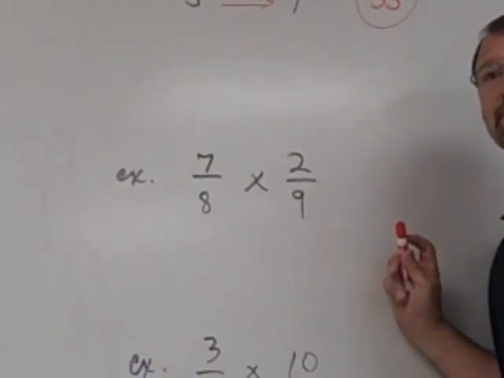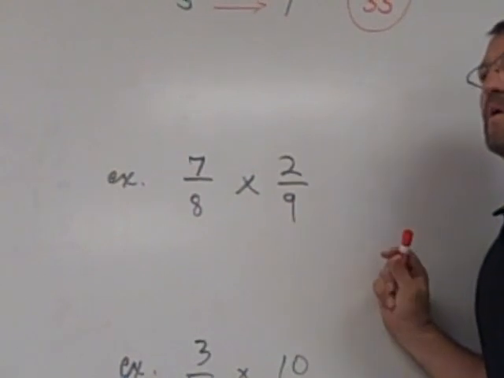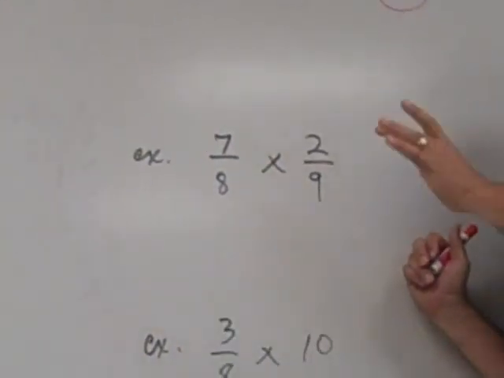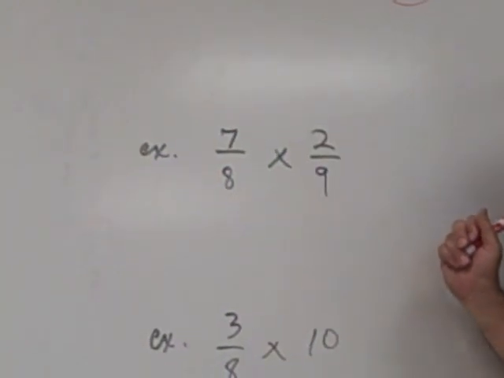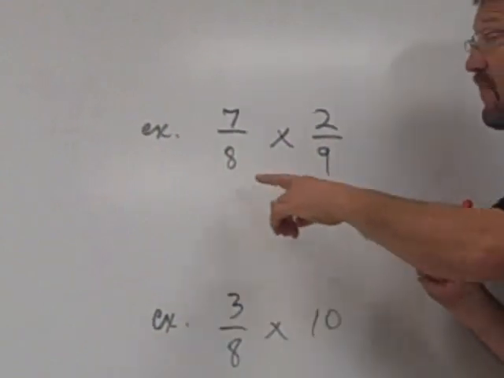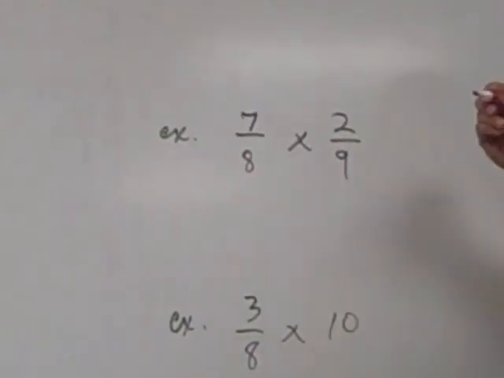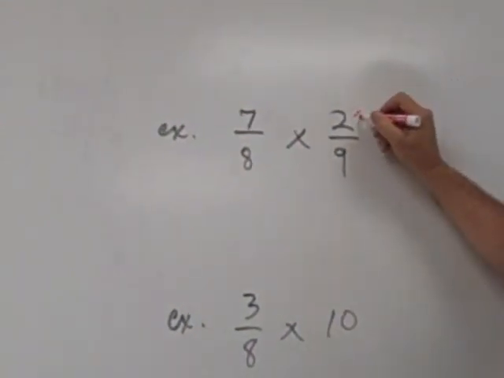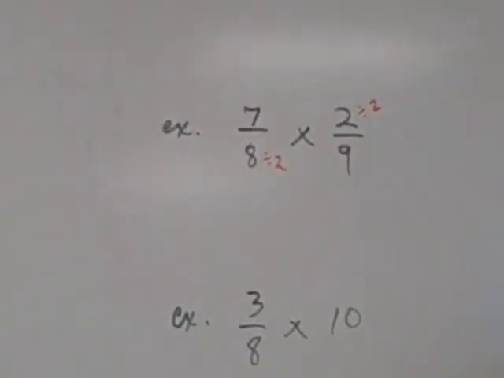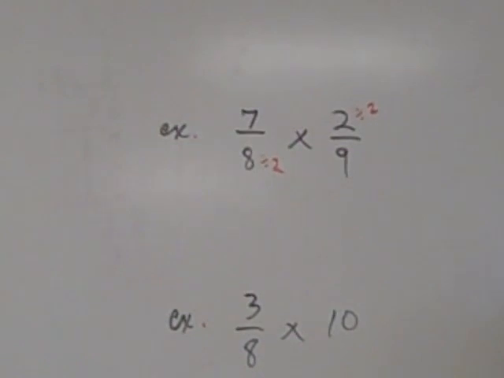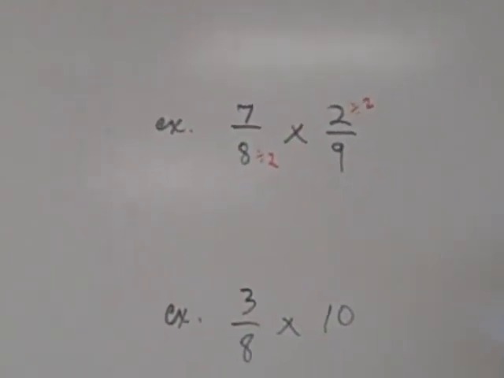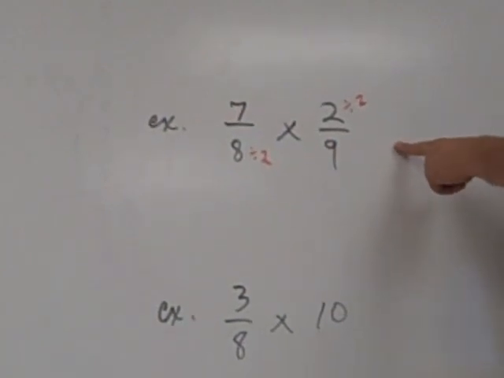Do you see a number that will divide out of one of the tops and one of the bottoms? I said, what will divide out of a top and a bottom? A 2 will divide out of the 2 and the 8. So watch. Divide by 2. Divide by 2.